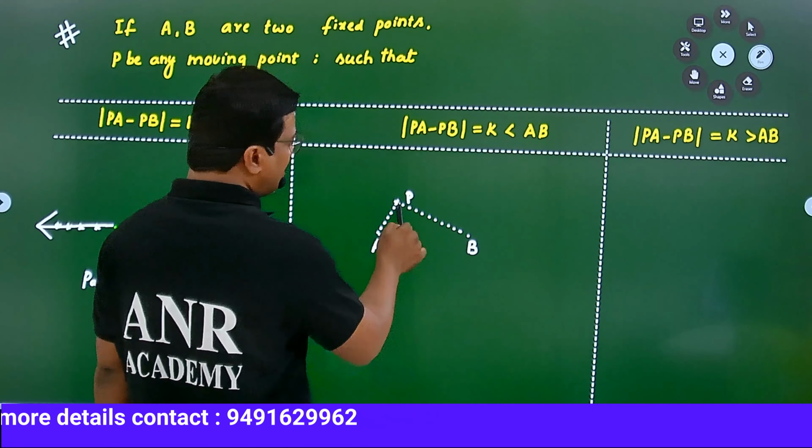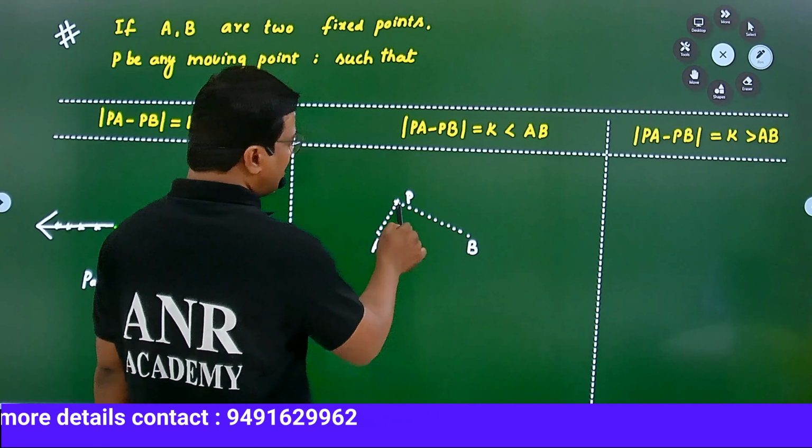In the same way, I can select a point P here, and here, and here, and here, here, here, and here. By joining all these points, we get a path. The path is known as a hyperbola in this case. The locus of the path of points satisfying the condition is a hyperbola.